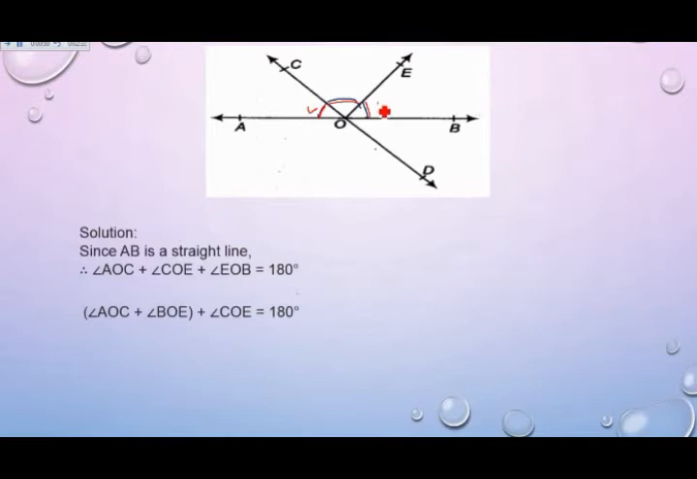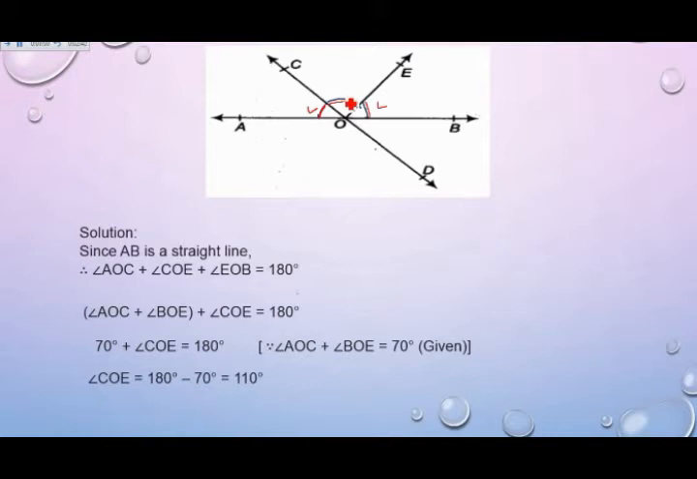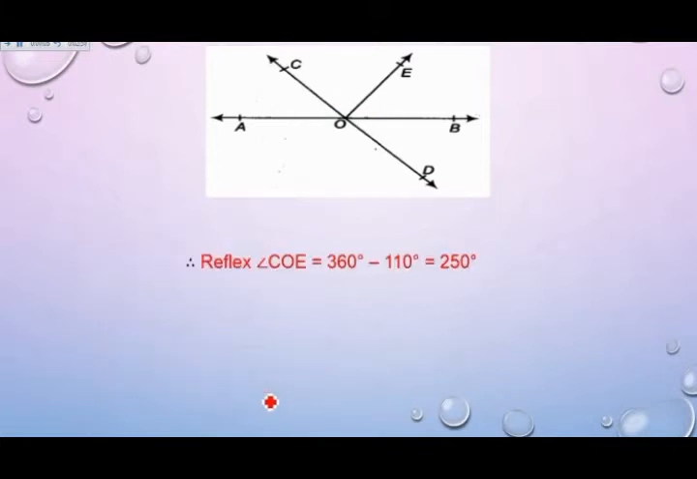Now it is given that angle AOC plus angle BOE is equal to 70 degrees. So replace this and we get the value of angle COE. So angle COE is equal to 180 degrees minus 70 degrees, that is 110 degrees. We want to find the reflex of angle COE, which is equal to 360 degrees minus 110 degrees, that is 250 degrees.